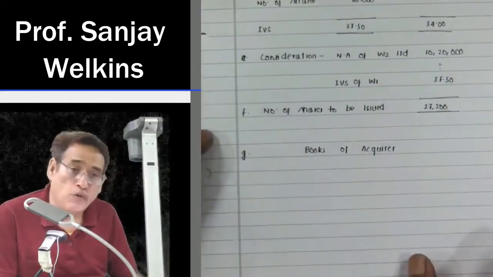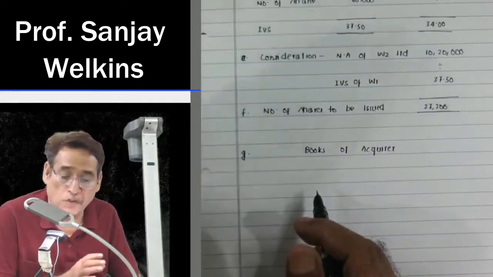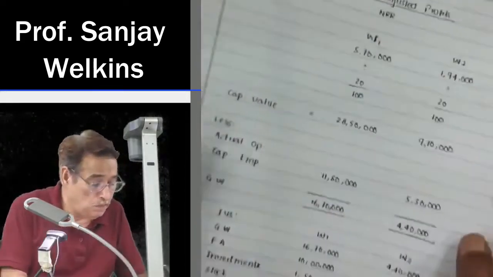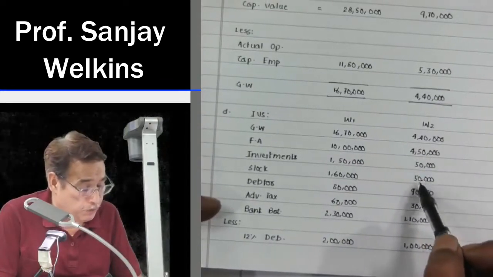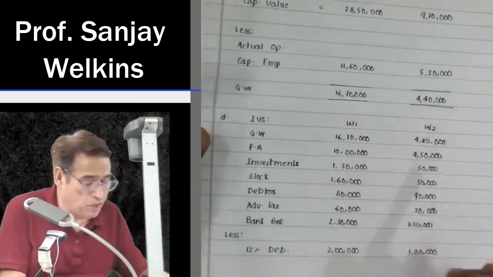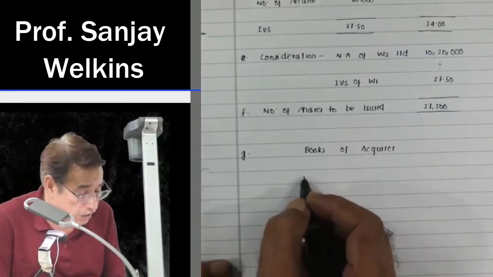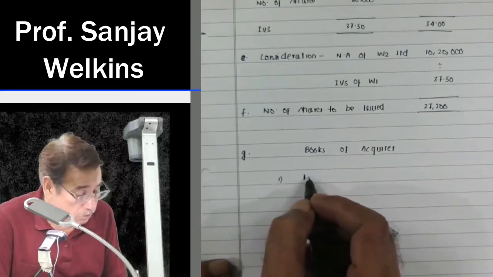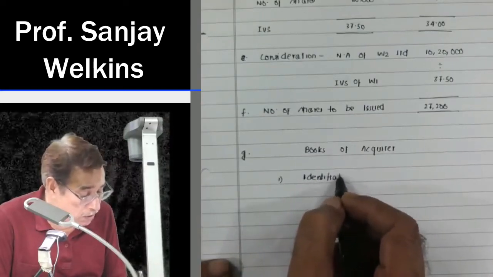All the assets which we have taken and which we have written while computing the intrinsic value of share, for example, goodwill, just have a look over here. All these assets we have taken over, 440, 450, 50, 50, 90, 30 and 1 lakh 10. So I will total it instead of writing them separately. So I will write here identifiable assets. This is the first entry.